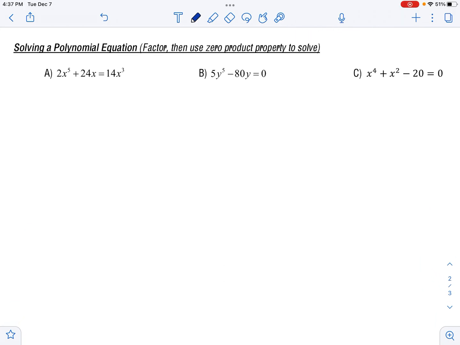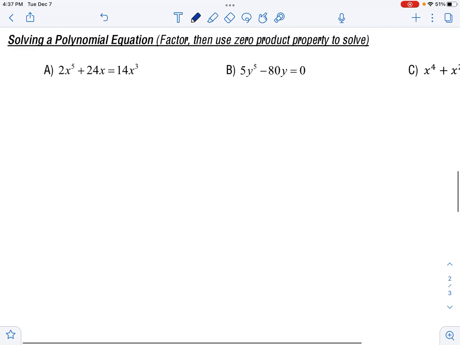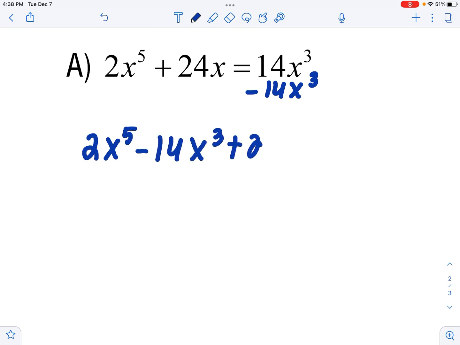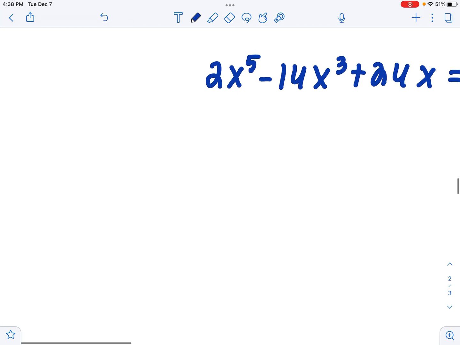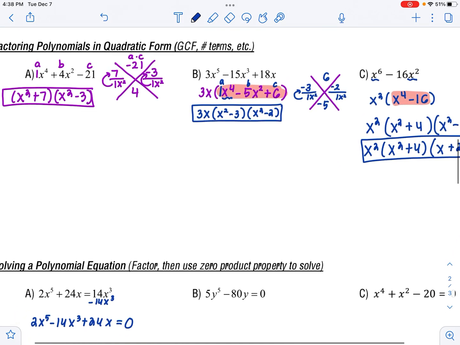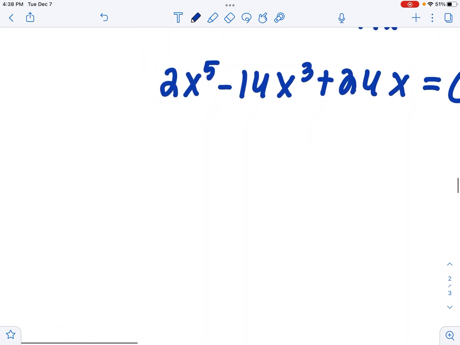Okay, last but not least, there's solving a polynomial equation. It says factor, then use the zero product property. So solving using a polynomial equation, first off, in order to solve by factoring, it has to be equal to 0. So this is not equal to 0, so the first thing I'm going to do is get it equal to 0 by subtracting negative 14x cubed from both sides and then writing it in standard form. So I have a 2x to the 5th minus 14x cubed plus 24x equals 0. So now I'm going to try to factor the left-hand side. Please make sure you're keeping it equal to 0 because the other ones weren't equal to 0, so we weren't losing that. This one we have to solve when we're done.